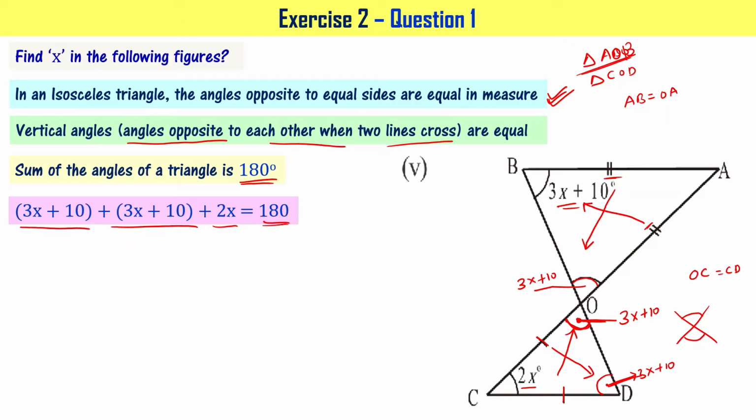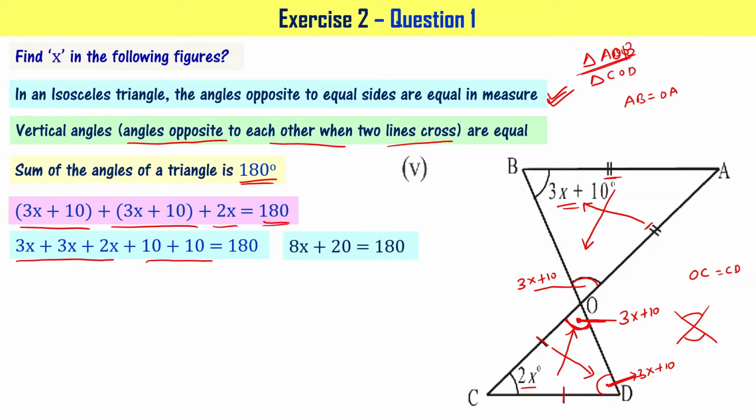Now let me rearrange this equation such that I'll write all the variables in one place and the constants separately. So 3x plus 3x plus 2x plus 10 plus 10 equal to 180. This is the equation, right? Let's simplify this such that I can write this as 8x. 3x plus 3x plus 2x is 8x and 10 plus 10 equal to 20. That is equal to 180.